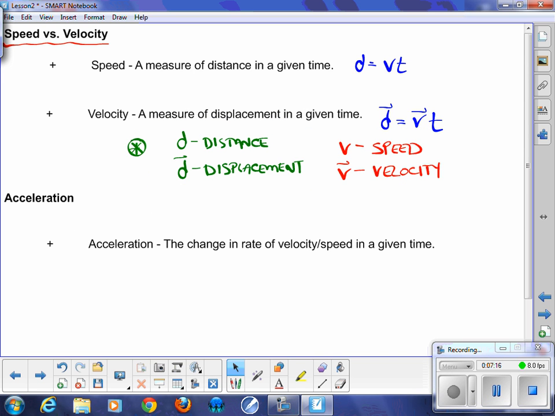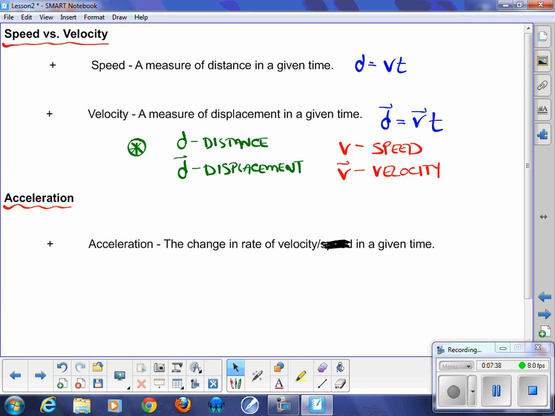Next topic I want to talk about is acceleration. As it was from the grade 11 course, it is the change in rate of velocity or speed in a given time. Now it should be velocity technically here, because acceleration is a vector. You do have to give it a direction. So I'm going to cross out the speed for argument's sake here.